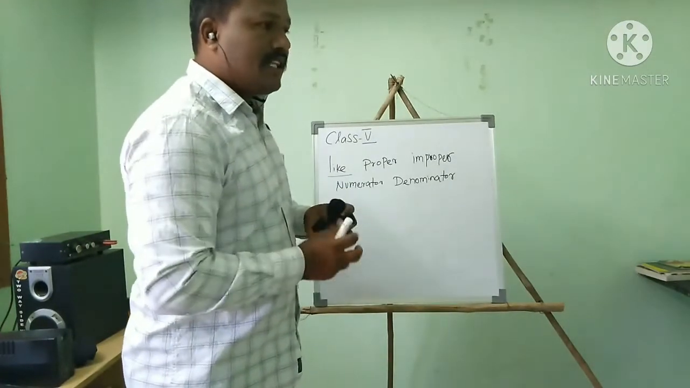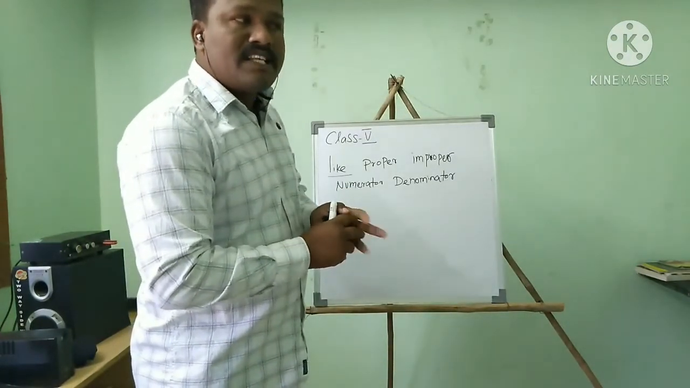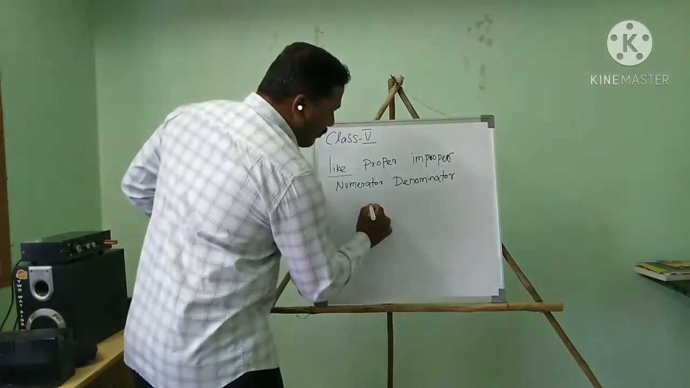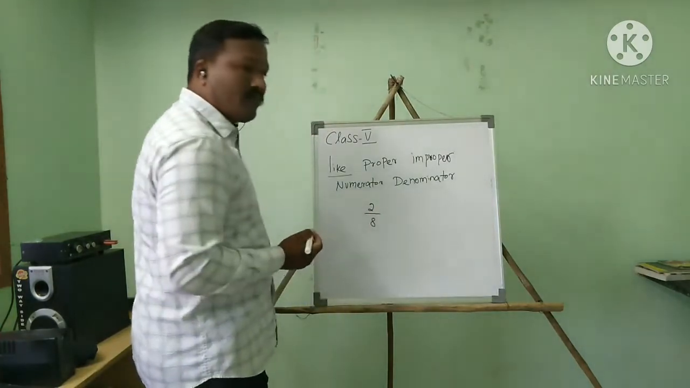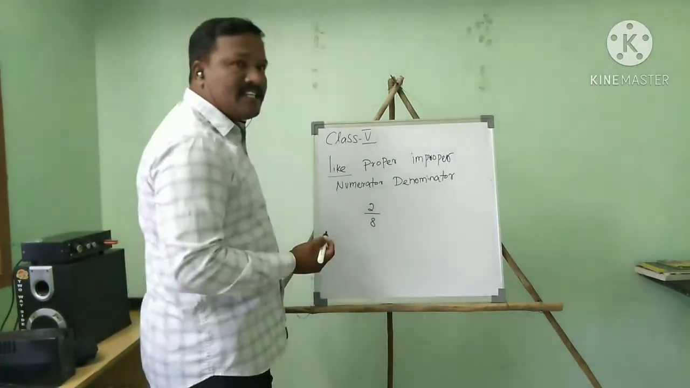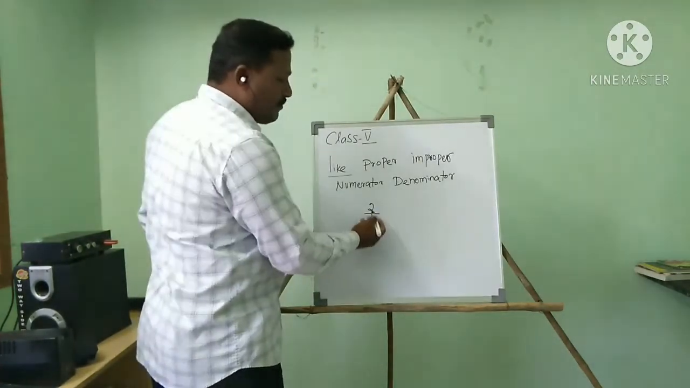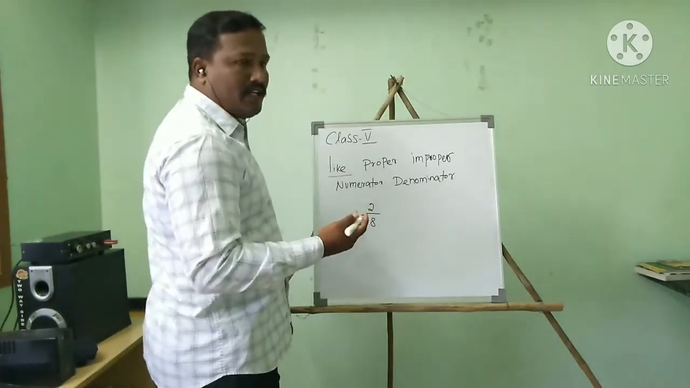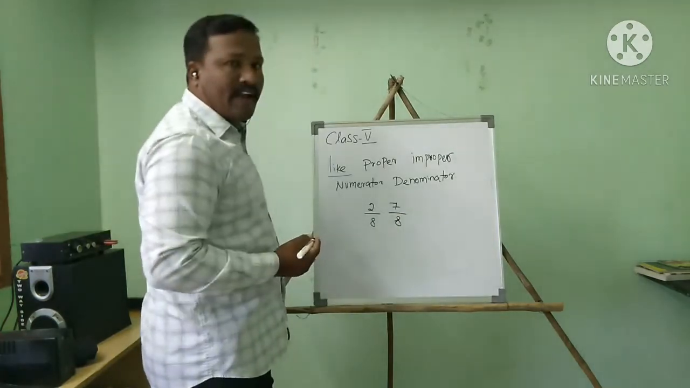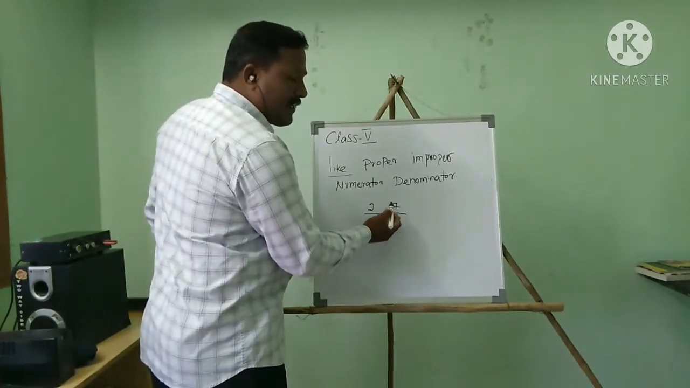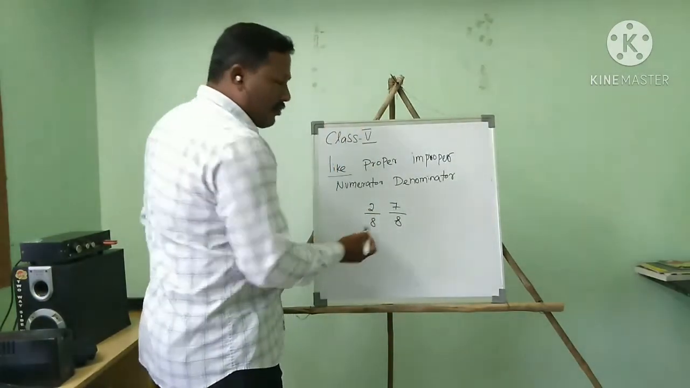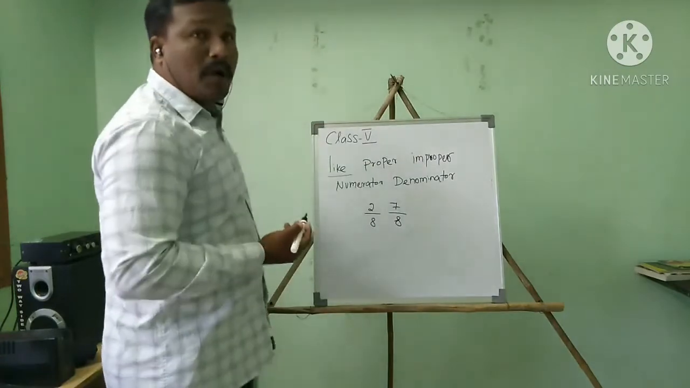The second question: a fraction whose value is less than 1 is called a dash fraction. For example, take 2 by 8. Here the denominator is the big value and the numerator is the small value. Compare them, like 7 by 8, 7 upon 8. The numerator is less than the denominator, so this kind of fraction is called a proper fraction.